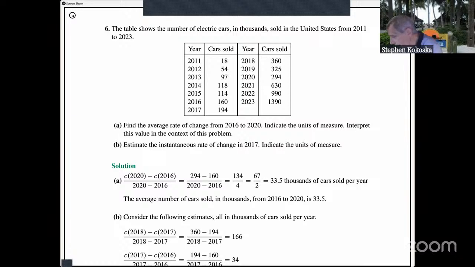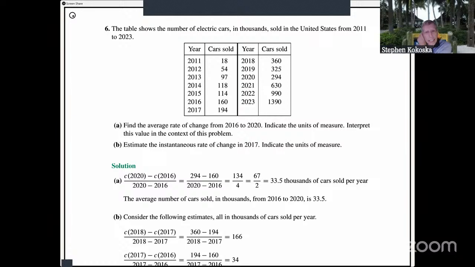Well, if we want the average rate of change, this is really nothing more than, son of a gun, a difference quotient. It would be C of 2020 minus C of 2016 divided by 2020 minus 2016. In order to get those values in the numerator, I've got to go to the table. And did I do that right? 2020, we've got 294. 2016, I've got 160. So I did that subtraction. And let's see, in the denominator, I've got a 4. And I think after a little bit of simplification, I get 33.5.